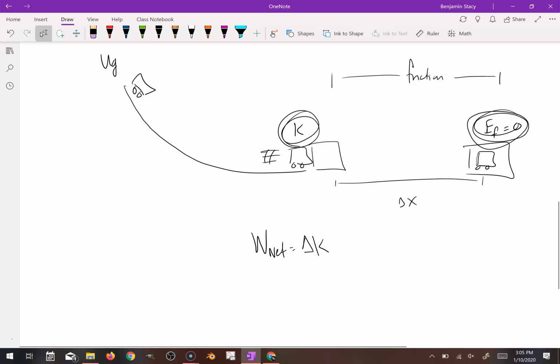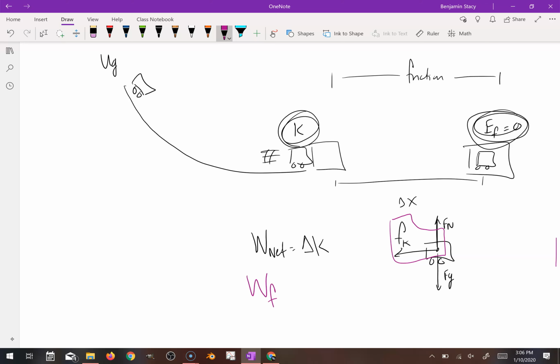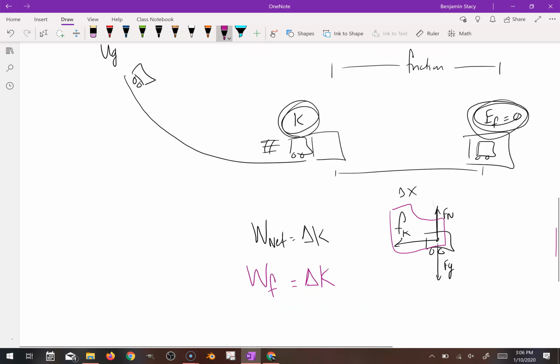What did that work? Well, kind of like our block in my previous example, I've got normal force acting on my car. I have Fg, and I've got this kinetic friction after the car's in the garage and sliding across the table. As you can see, the net force is the kinetic frictional force. That's going to be the net force, so the net work is going to be the work done by friction. And that work done by friction must also be equivalent to the change in kinetic energy.